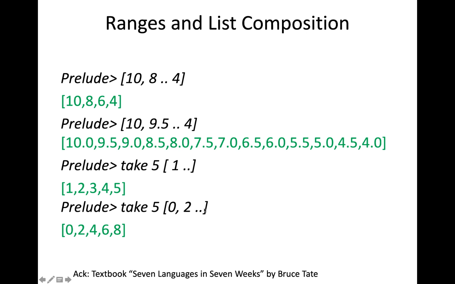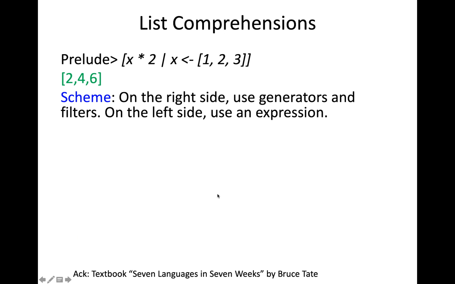Similarly, here this is an infinite list starting with 0, next element 2, so next will be 4, next will be 6, and so on, and we want to get only the first 5, and that's why this is the result. Okay, so you can see that using range also we are able to get a list, we are able to compose a list, right? That was the topic here.